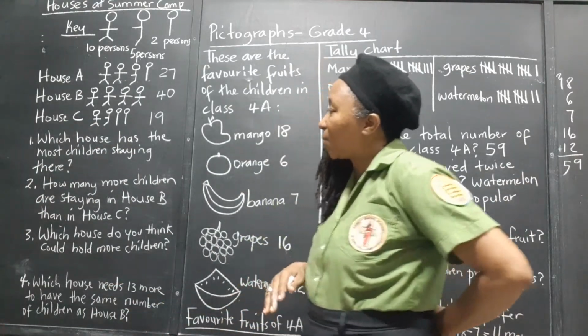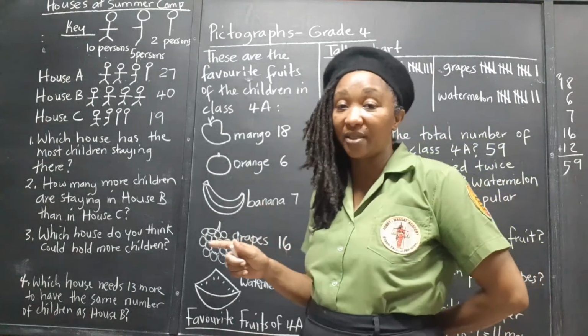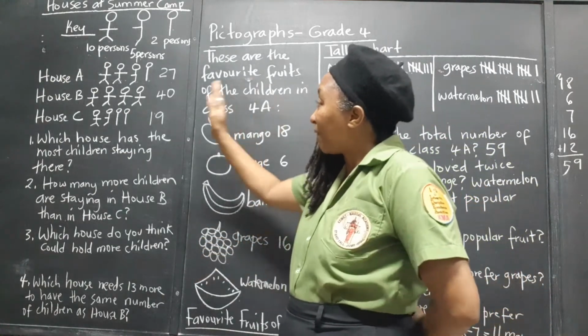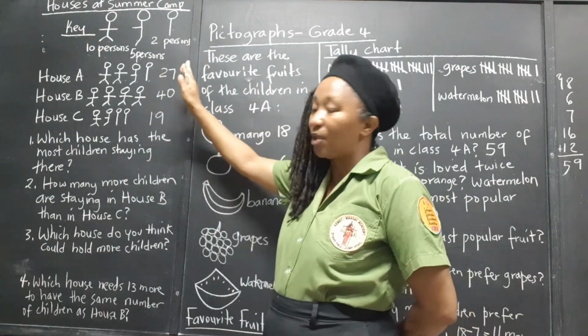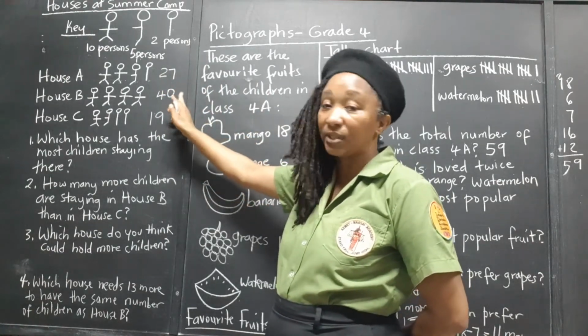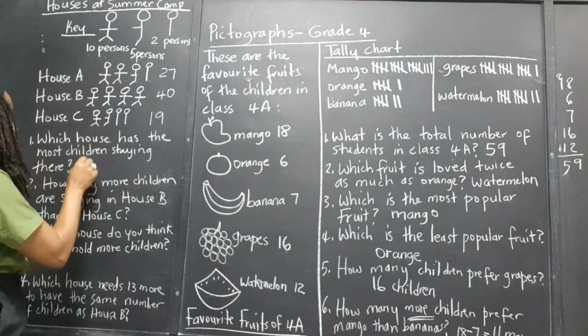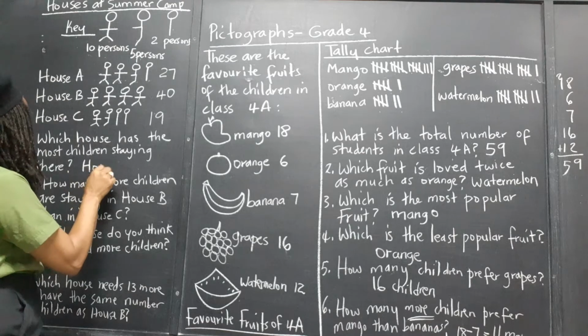Alright, so let's look at the question. Which house has the most children staying there? Now that we have added up the number of children, we can easily look and we see that definitely house B. House B has the most number of children staying there.